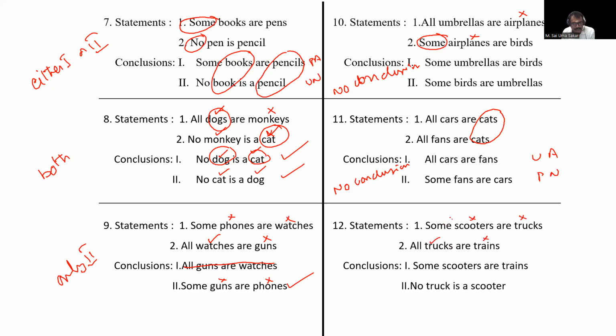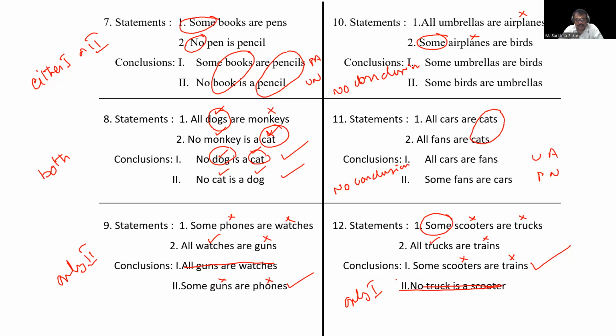Next, if any one of the statements is particular, the conclusion must be particular. So nothing to worry about the second conclusion. Some scooters are trains. Here both the terms are not distributed. So that is valid. But you must observe the middle term should not be there in the conclusion. What is the middle term here? That is trucks. Here trucks does not exist in the conclusion. It's in the first statement. So that is a valid mediate inference. So what is the answer? Answer is only one follows.